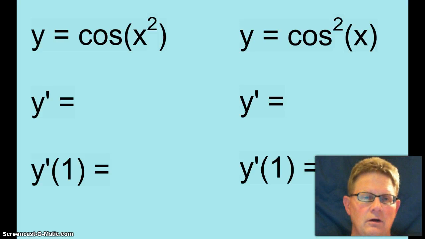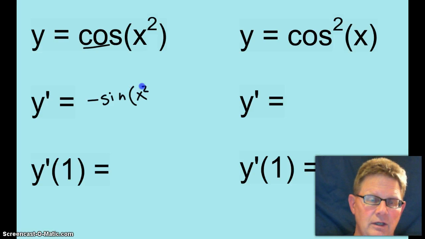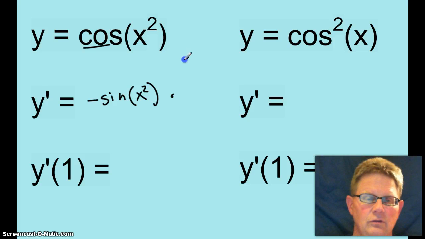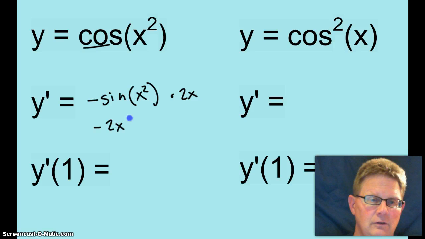y equals cosine of x squared. The outside function is cosine. We'll take the derivative of the outside function first. That would be negative sine, and leave that inside function just the way it is. Just like on the previous one, we left that 3x minus 2, we left it alone, times the derivative of the inside function, 2x. Now that 2x is not being multiplied by x squared, it's being multiplied by this negative sine of x squared. So go ahead and clean it up, negative 2x sine of x squared.